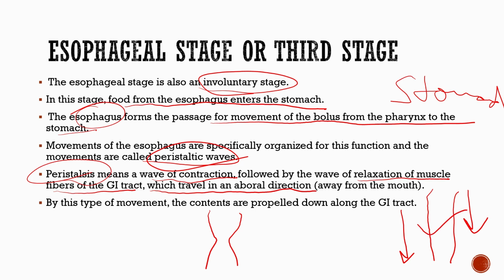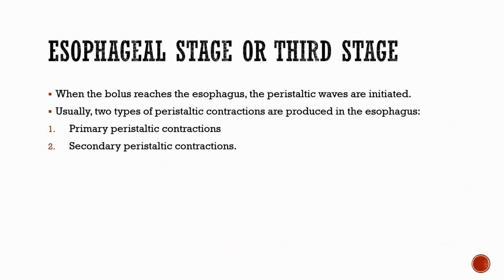in normal position, it's straight. Peristaltic movement occurs, so contraction. Okay. Then, if you elongate this like this and here, this is the relaxation which occurred here, and now further contraction occurs. So it pushes down the food. By this type of movement, the contents are propelled along the GI tract. Esophageal stage, or third stage: when the bolus reaches the esophagus, the peristaltic waves are initiated.